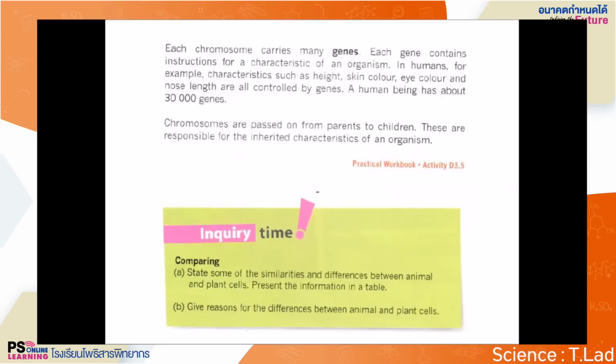Each chromosome carries many genes. Each gene contains instructions for a characteristic or trait of an organism, how the organism will look like. In humans, these characteristics or traits are your height, maybe you inherited your height from your mother or your father. Your skin color, eye color, your nose, the way you speak, the way you walk. These are all controlled by the genes we inherited from our mother or from our father. A human being has about 30,000 genes, and chromosomes are passed down from parents to children. And these are responsible for the inherited characteristics of an organism.